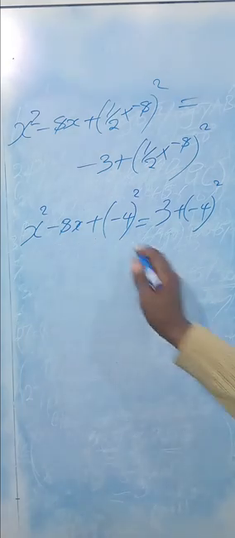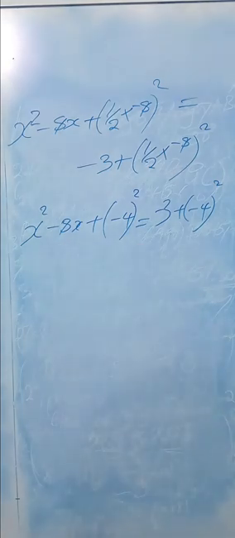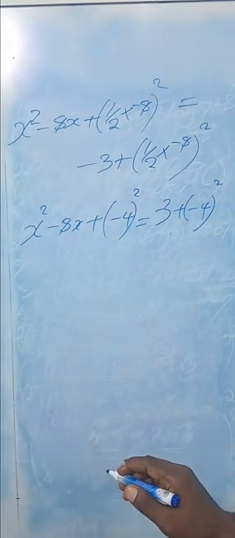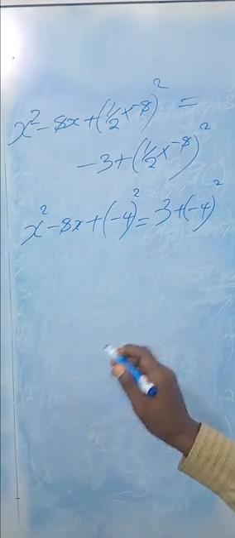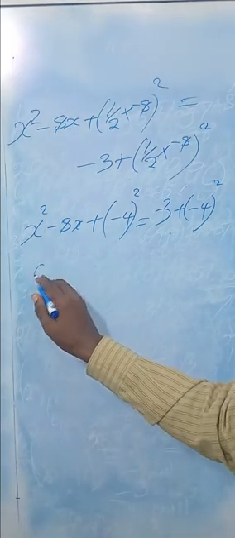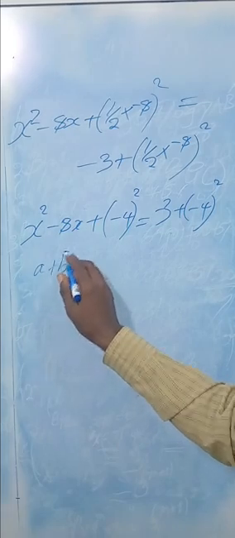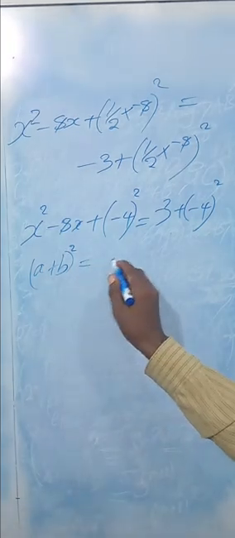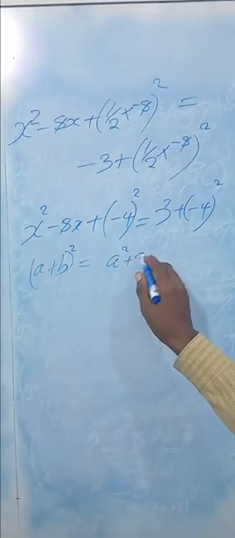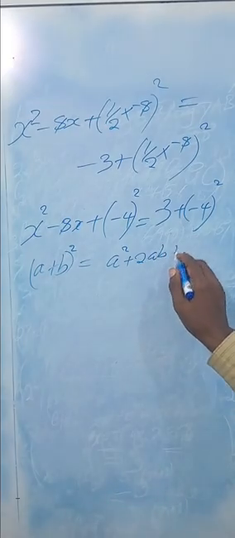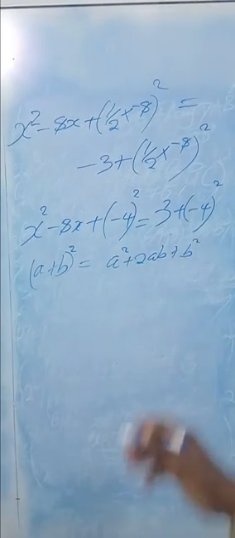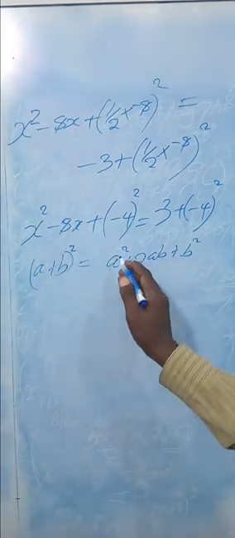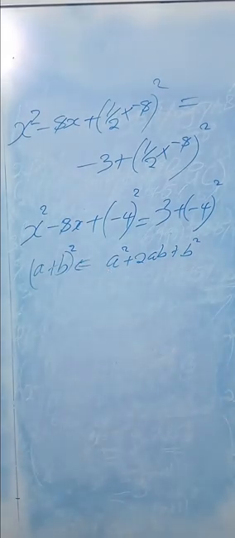So on the left hand side we have a perfect square. A perfect square is an expression of the form a plus b squared. That is equal to a squared plus 2ab plus b squared. But what we have here on the right hand side is this one. So we're moving from this side going to get that.